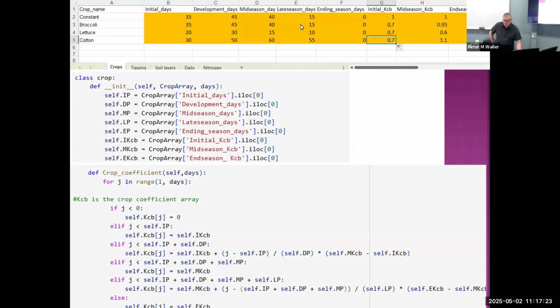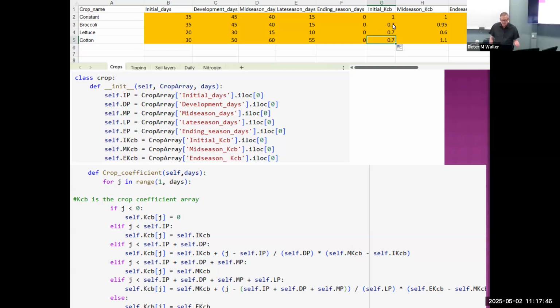And actually, I'm not sure this is right, but I'm just a modeler. I don't care about reality. I think it's shorter. But anyway, for this model, we're using that. And then I did get these off FAO 56, the Food and Agriculture Organization 56.